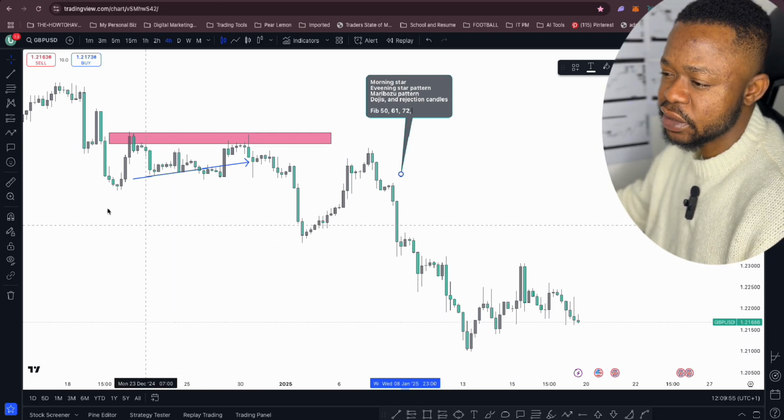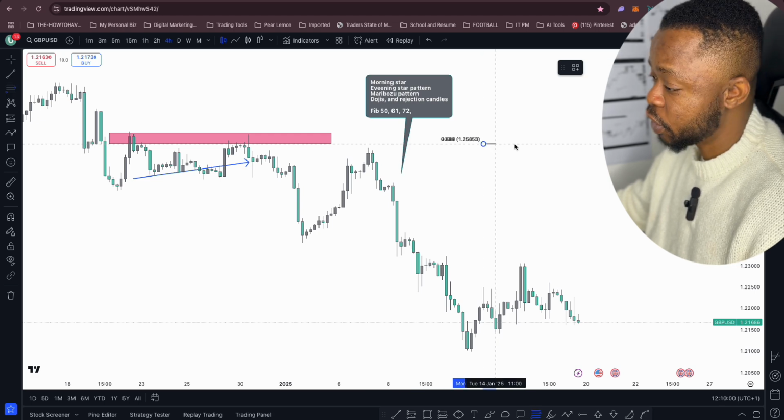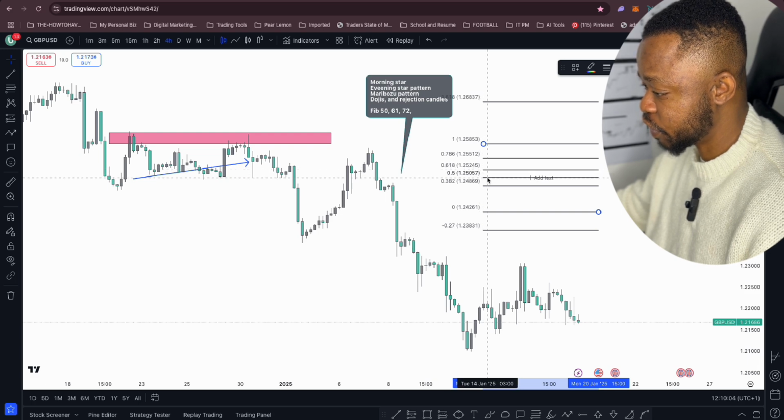If you're interested in seeing how I've placed my fib or the numbers I use on my fib, I can show you. My fib is pretty clean. We have the 61 extension, we have the 50 extension.